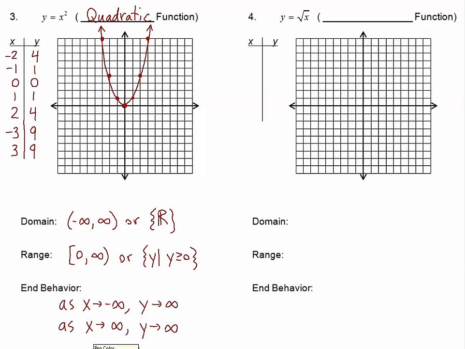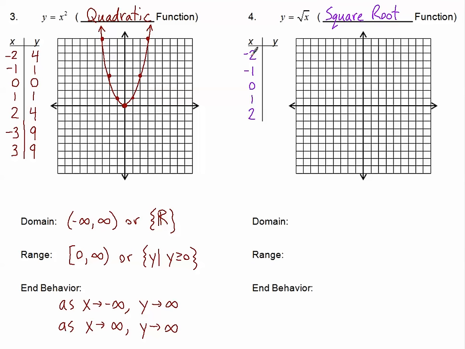Okay, let's look at our next one. Y equals, now I see a square root symbol, so this must be my square root function. Important for you to be able to spell the names of these parent functions. Here's our square root. Now the same sort of thing. I'd like to plug in a -2 and a -1 and a 0 and a 1 and a 2. But let's see what happens now.